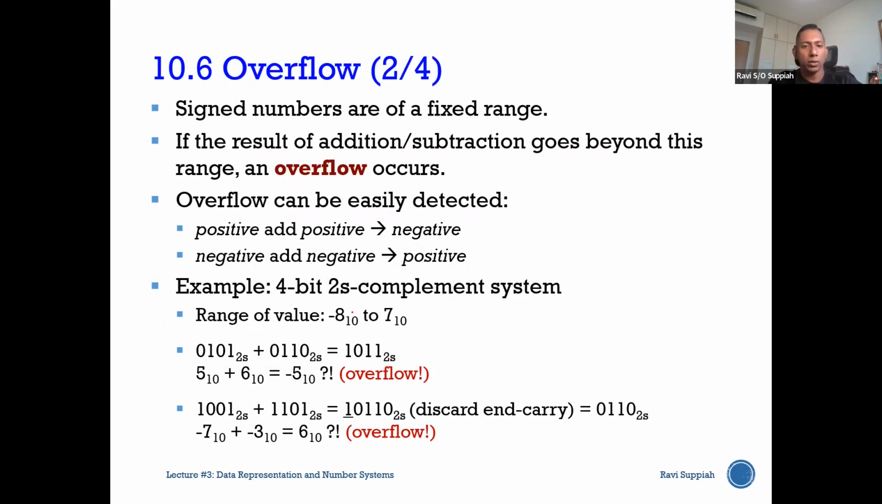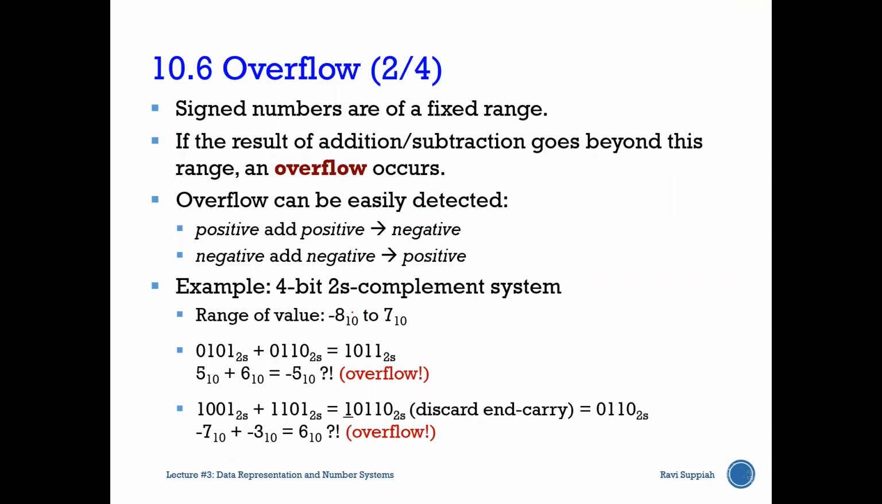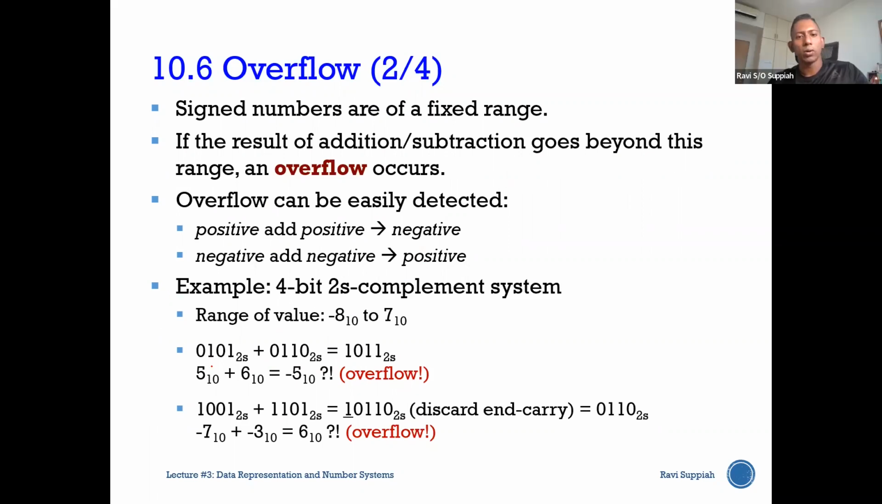So let's look at this example here to understand how we can look at the overflow condition. If I take this example 0101 and 0110, and I want to do the addition, what will I get? 1 plus 0 is 1, 0 plus 1 is 1, 1 plus 1 is 0 carry 1, and 1 plus 0 plus 0 is 1.